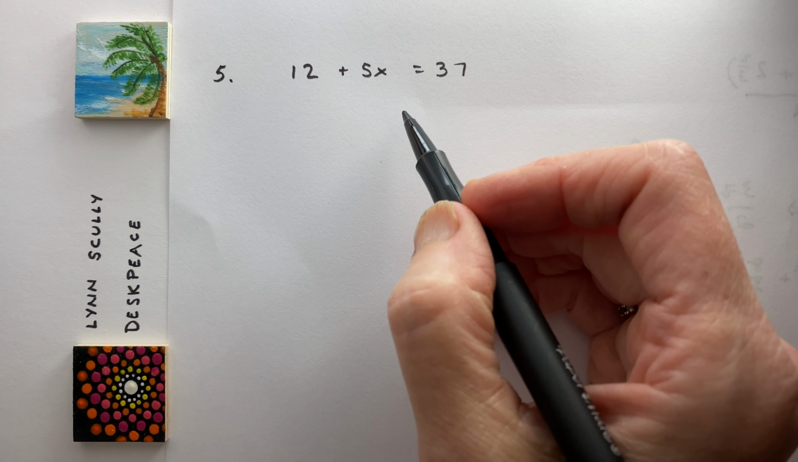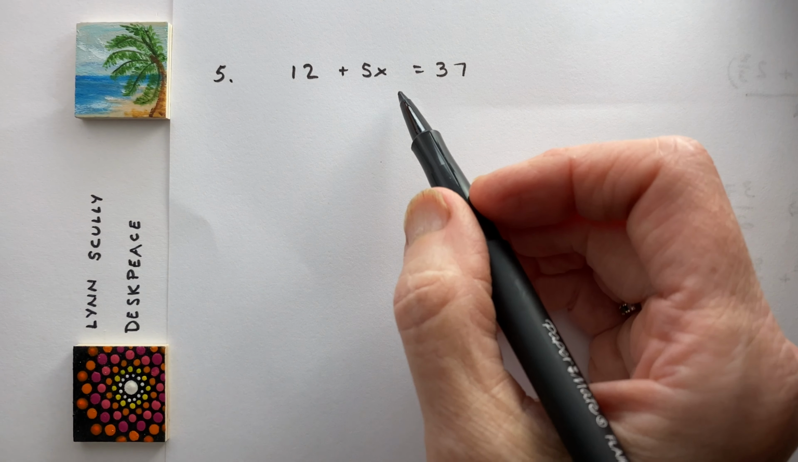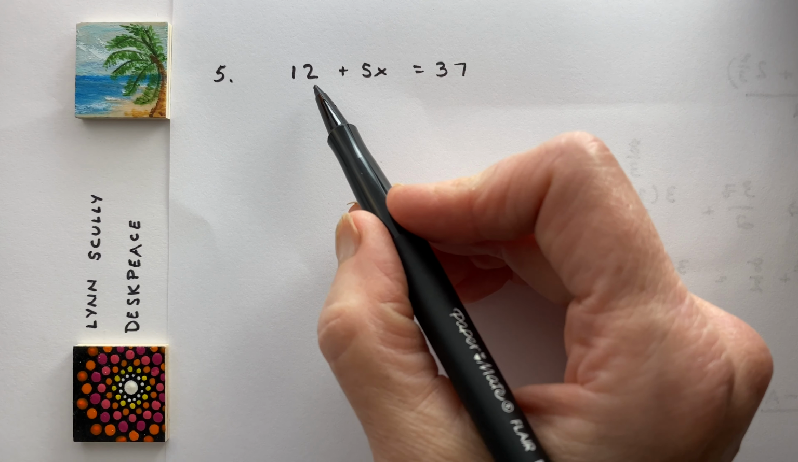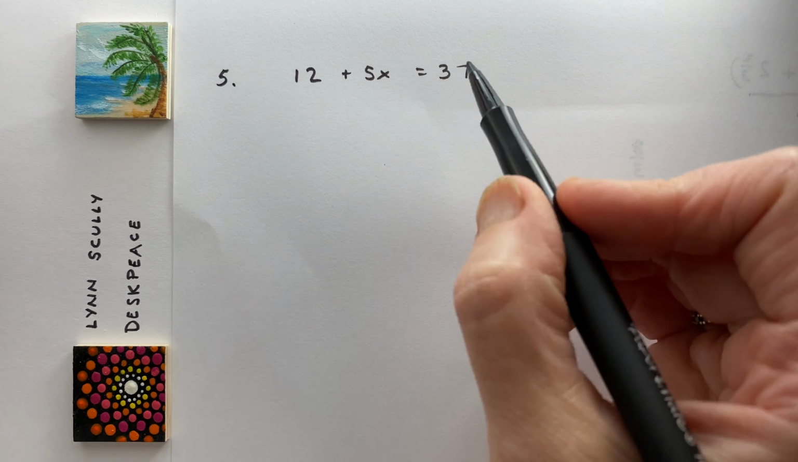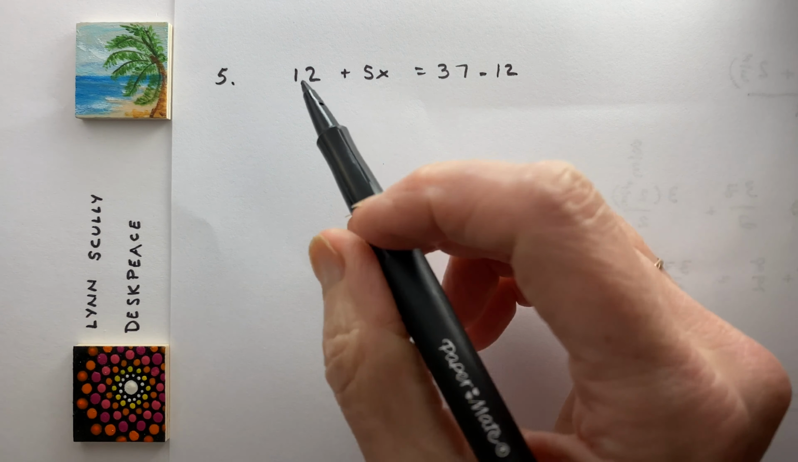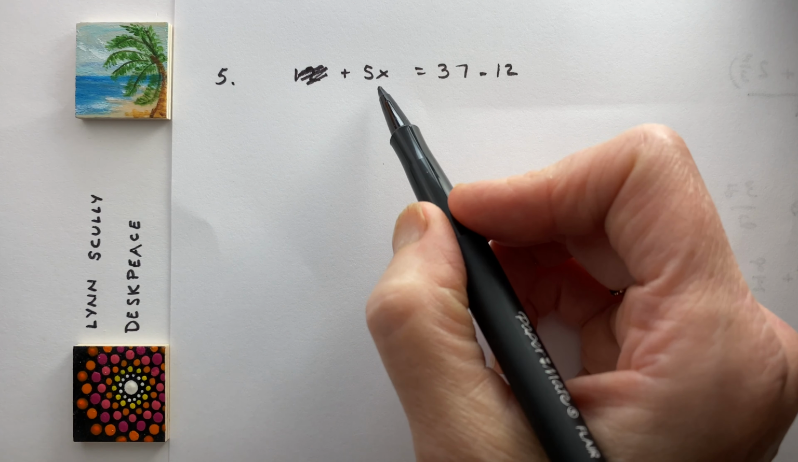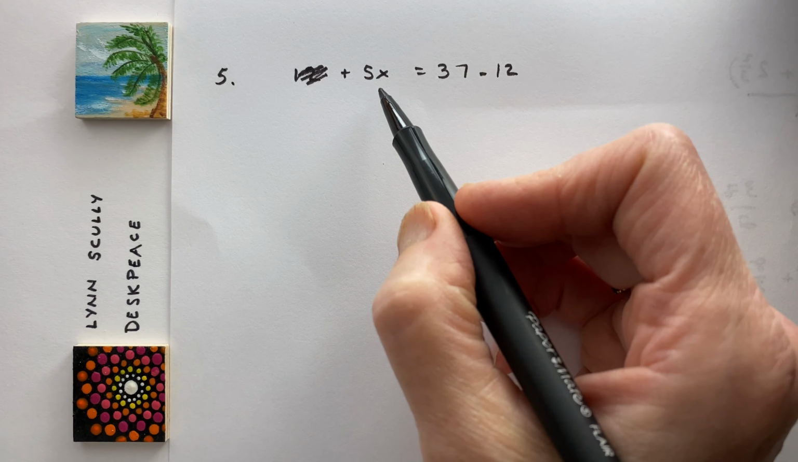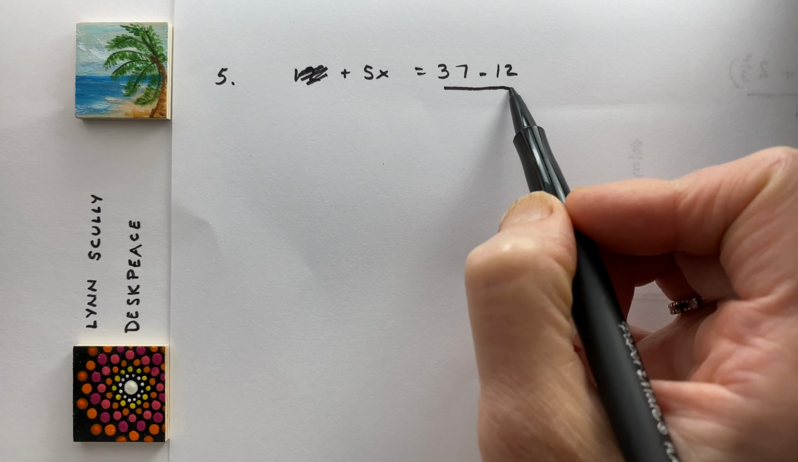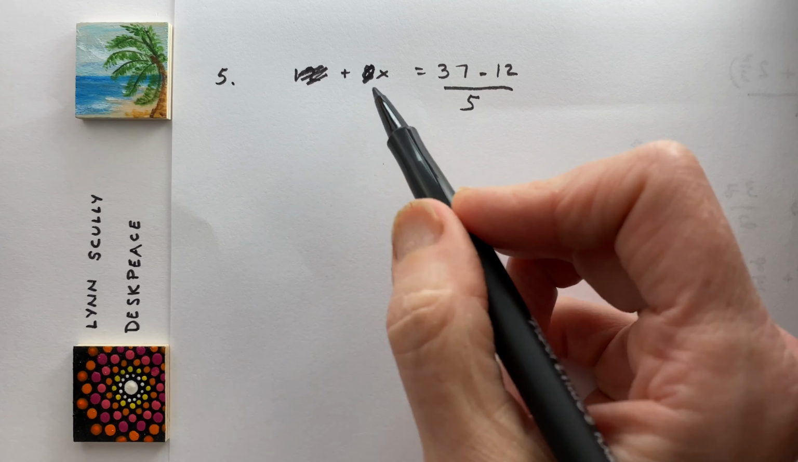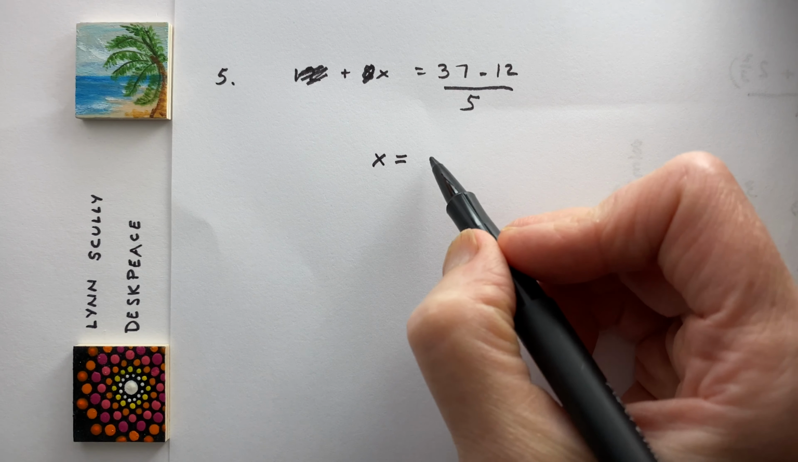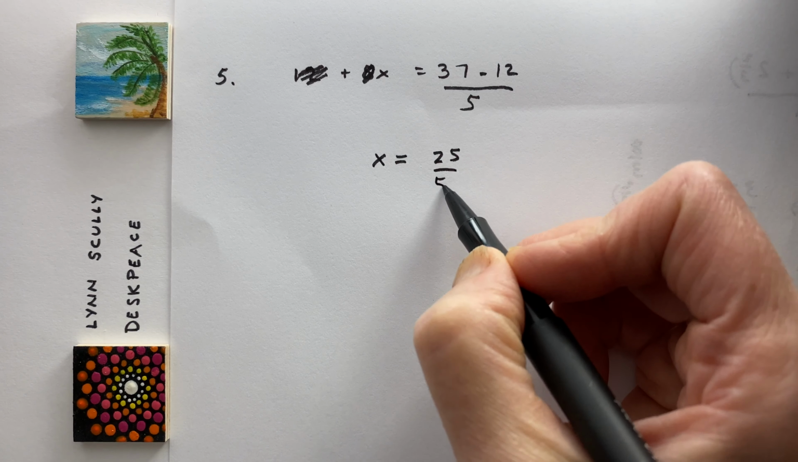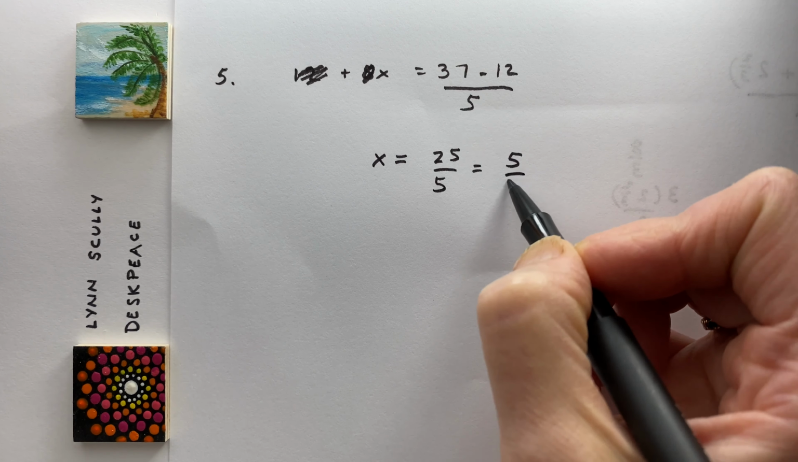Number 5, 12 plus 5x equals 37. I have 12 attached by addition. I have 5 attached by multiplication. First I undo addition. I'm going to subtract it to the other side of the equal sign. Keep your eye on the prize. 5 is attached to x by multiplication. Move it by division to the other side of the equal sign. Clean up this math. 37 minus 12 is 25 over 5 is 5.